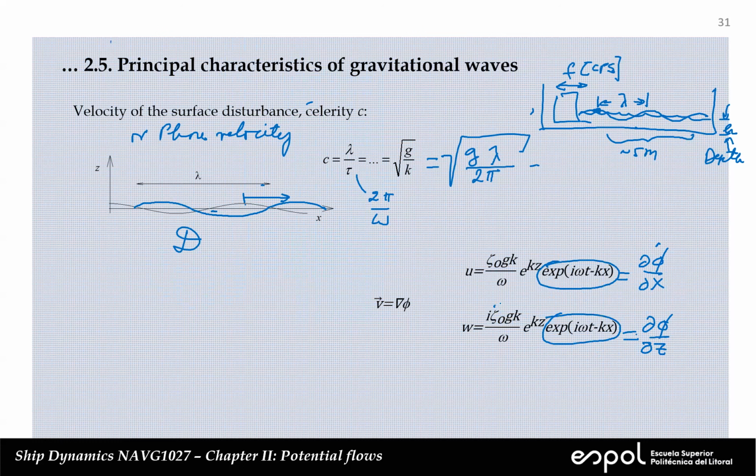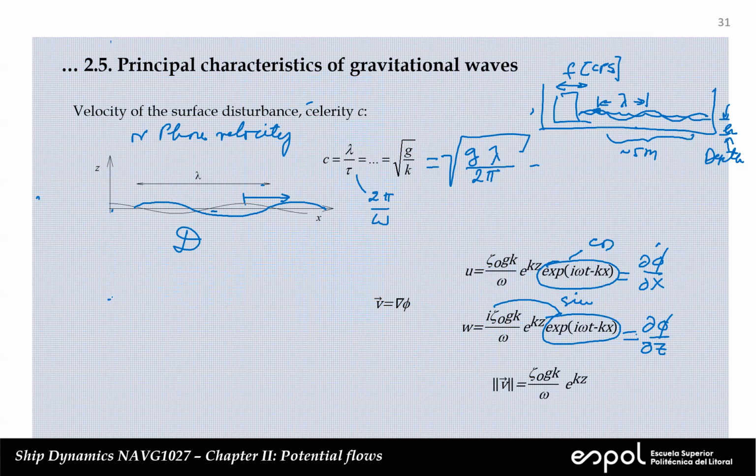Now, here you have an I, so the result of this is a sine. Here this is real, so the result of this is cosine. And the rest is the same. That means that we can calculate the amplitude of the velocity with the square root of this squared plus w squared. And this is the result.